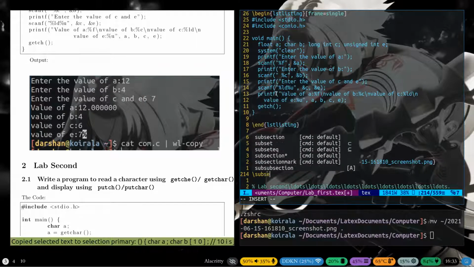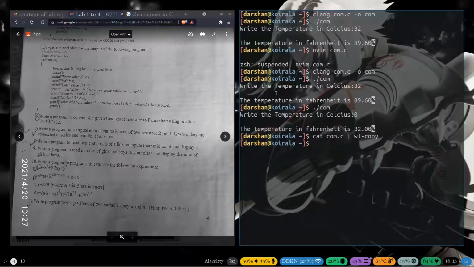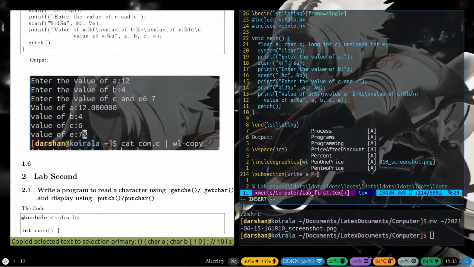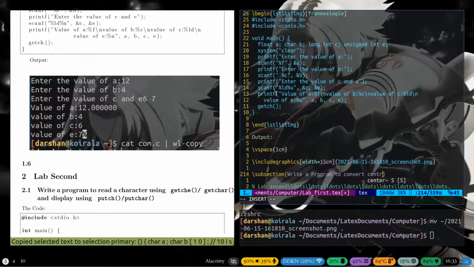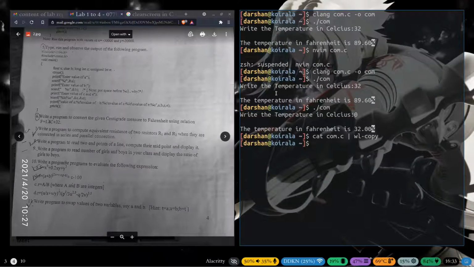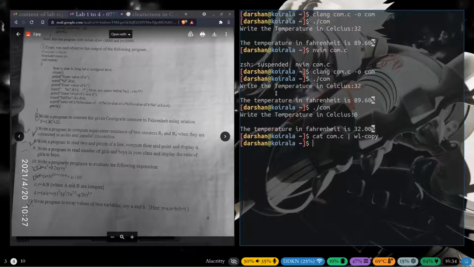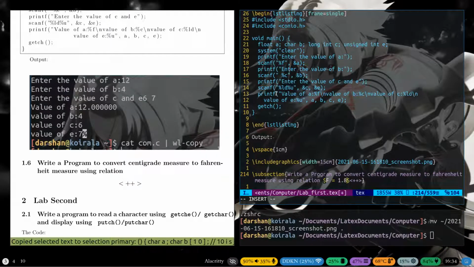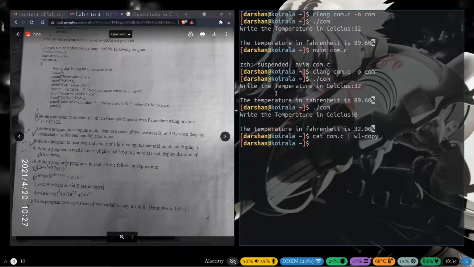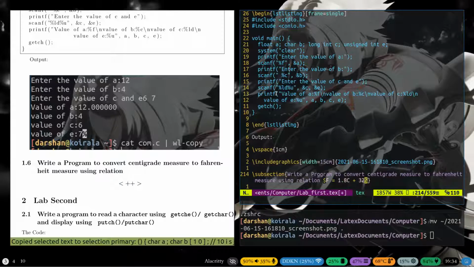What was the question? Subsection. Write a program to convert centigrade measure to Fahrenheit measure using the relation. The relation is F is equal to 1.8 C plus 32.